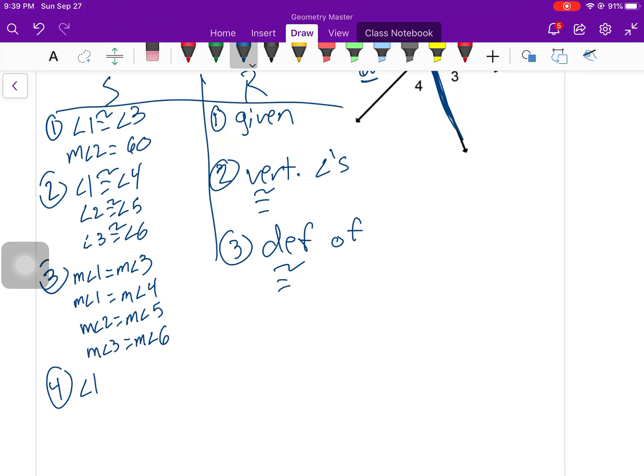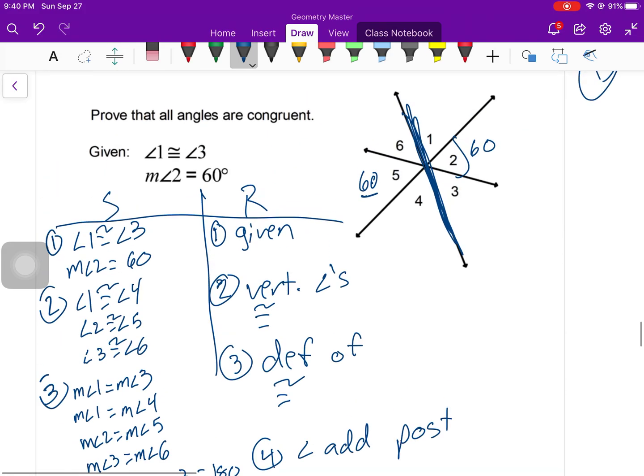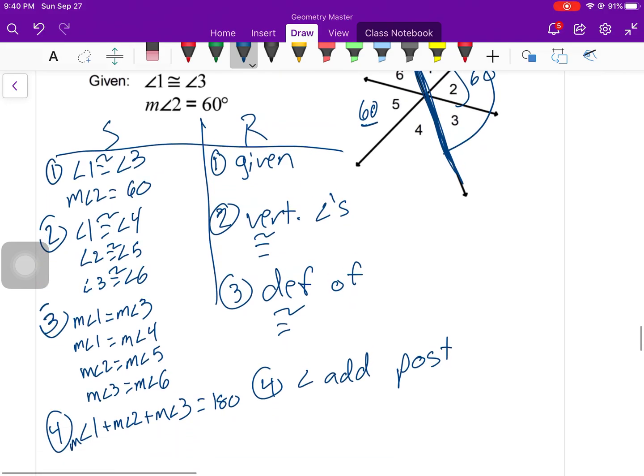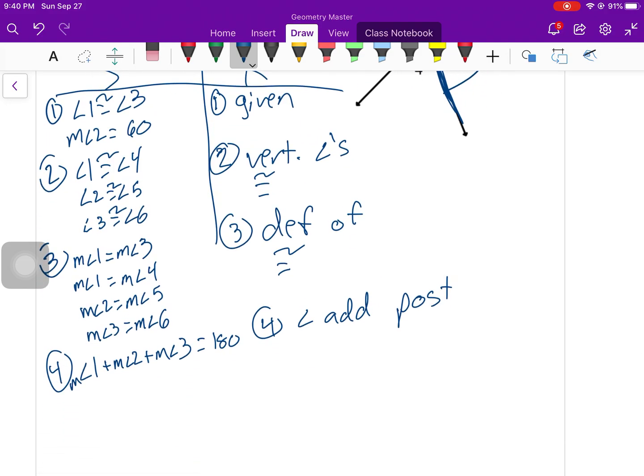So if I look at angle 1 plus the measurement of angle 2 plus the measurement of angle 3 equaling 180. And I'm kind of letting you cheat a little bit, and I'll just let you say angle addition postulate. Okay, angle addition postulate would tell us that this angle adds up to that straight angle, which we know is 180 degrees. So I'm kind of having a little bit of semantics that I'm okay with here. So I know by substitution that I've got measurement of angle 1 plus 60 plus measurement of angle 1 equals 180.